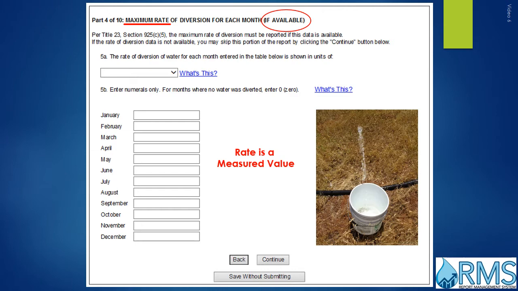If the user has not measured the rate of diversion, then they will not have data for this section. The data is not mandatory, so please leave this section blank if the rate of diversion has not been measured. We will look at this screen more closely on the following slide.